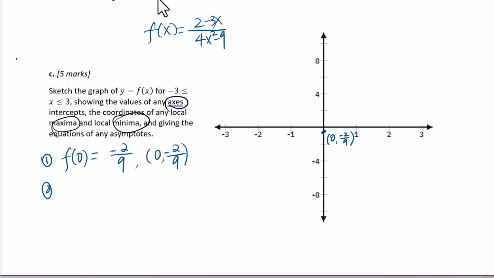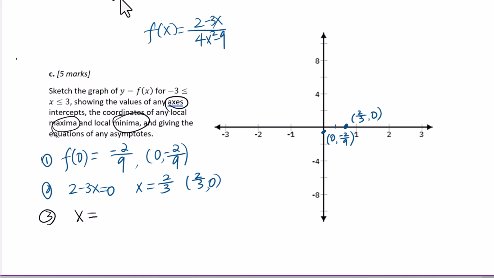For the x-intercept, 2 minus 3x equals 0. X equals 2 over 3. So 2 over 3, 0 is the x-intercept. Asymptote lines: x equals 3 over 2 and x equals negative 3 over 2. These are the vertical asymptote lines.